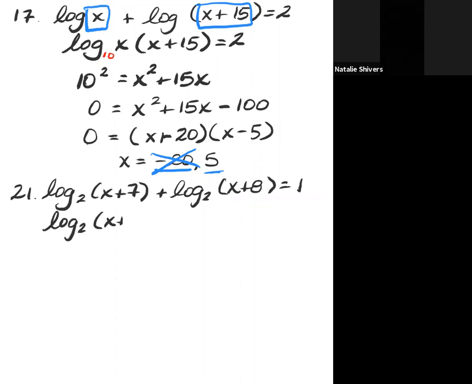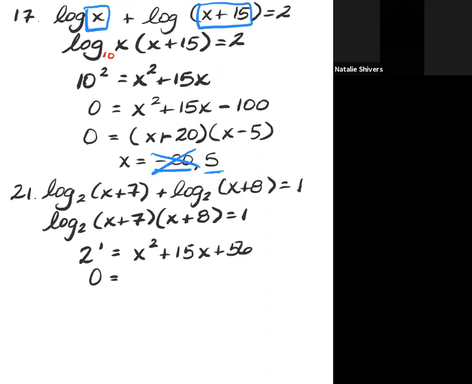x plus 7, x plus 8. The log to the base to the opposite side equals what you're taking the log of. So when I FOIL it out, I get x squared plus 15x plus 56. I'm going to subtract 2, and I get 54.